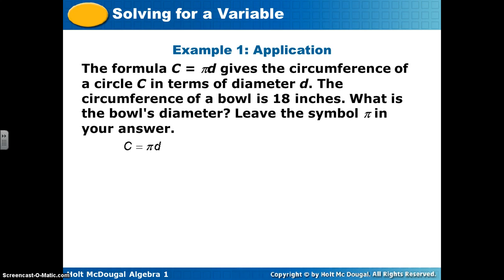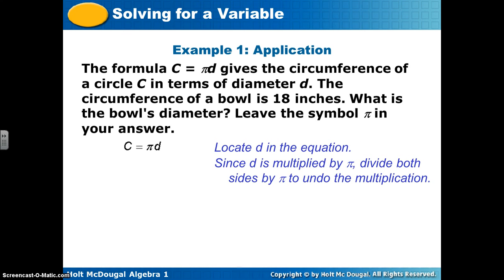So the first thing we want to do is figure out what is being done to the diameter. If you look, the diameter is being multiplied by pi. Since it's being multiplied by pi, we're going to divide both sides by pi to undo the multiplication. When I divide both sides by pi, the pi's on the right side cancel out, and I only have D left on the right side. My answer is C over pi is equal to diameter. Or I could switch the order to make it look the way that we're used to looking at it.